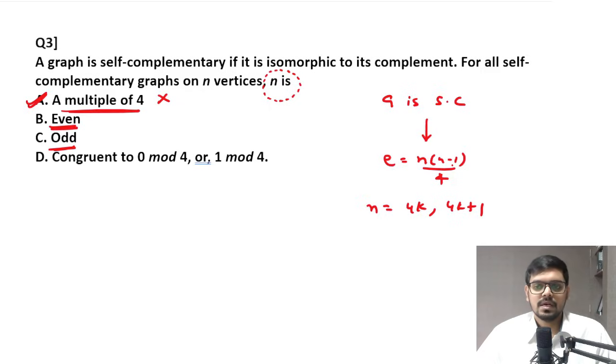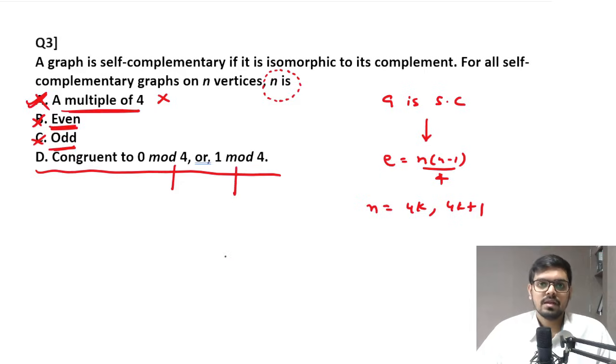If it is greater than or equal to 4. So this is also wrong. Option elimination says A, B, C are wrong, D is correct, which makes sense. Why? Because they are saying n should be congruent to 0 mod 4. Its remainder should be 0 if divided by 4, or the remainder should be 1 if divided by 4. Makes sense? Then only it is possible.